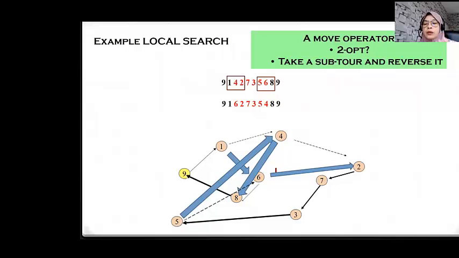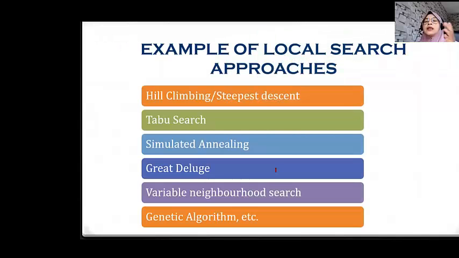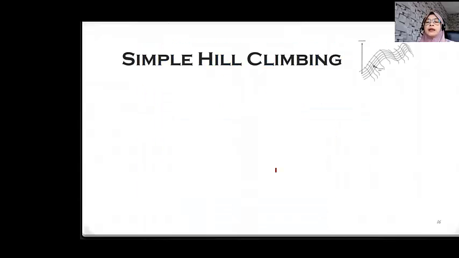When we get a new solution, we calculate a new objective function. What is the cost of the new tour? So, examples of local search approaches: hill climbing, sometimes called steepest descent or descent heuristic. We have tabu search, simulated annealing, great deluge, variable neighborhood search, genetic algorithm, and many more local search algorithms. So what is simple hill climbing?